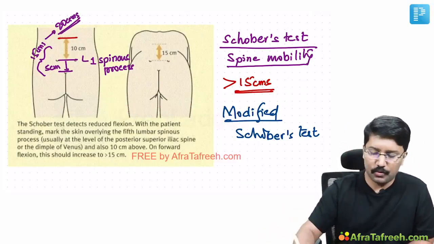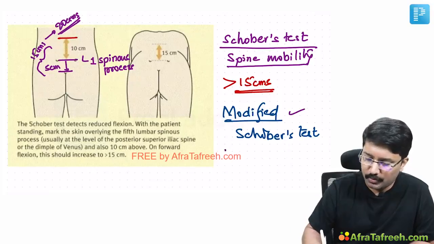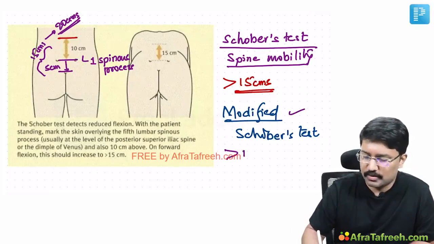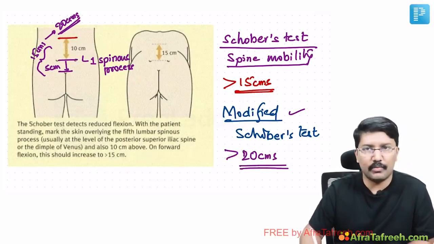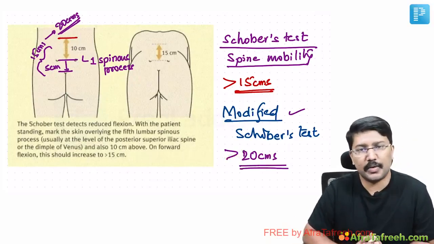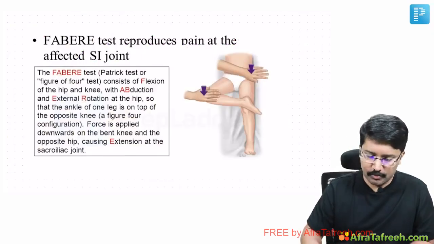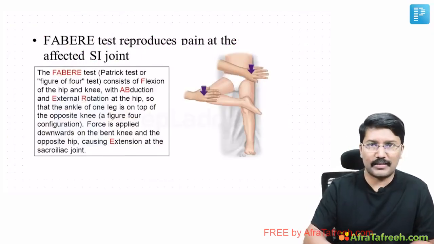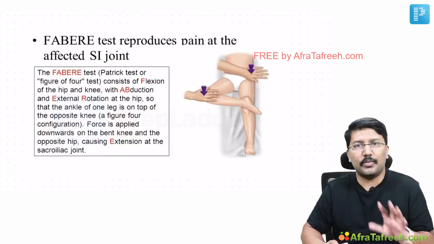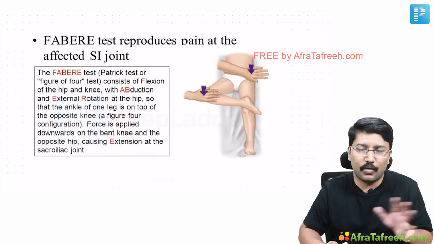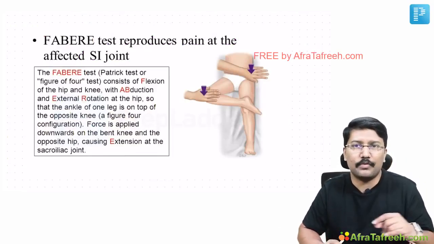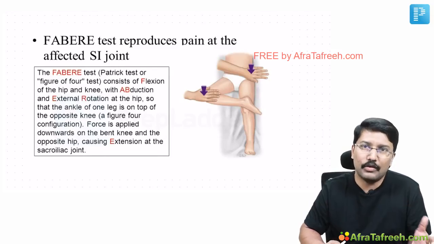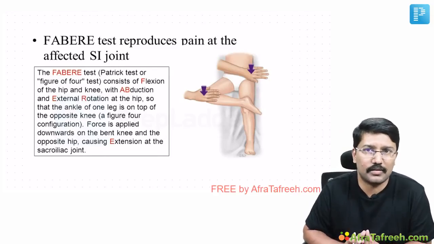So we can do that also. In the case of modified Schauber's test, 15 centimeters was the starting point, and we wanted it to become 20 centimeters. If it has not become more than 20 centimeters, that means there is reduced spine mobility. Okay, this is about Schauber's test. Now coming to the next test: Schauber's test is for mobility, and the next two tests we are going to discuss are for clinical documentation of sacroiliitis.